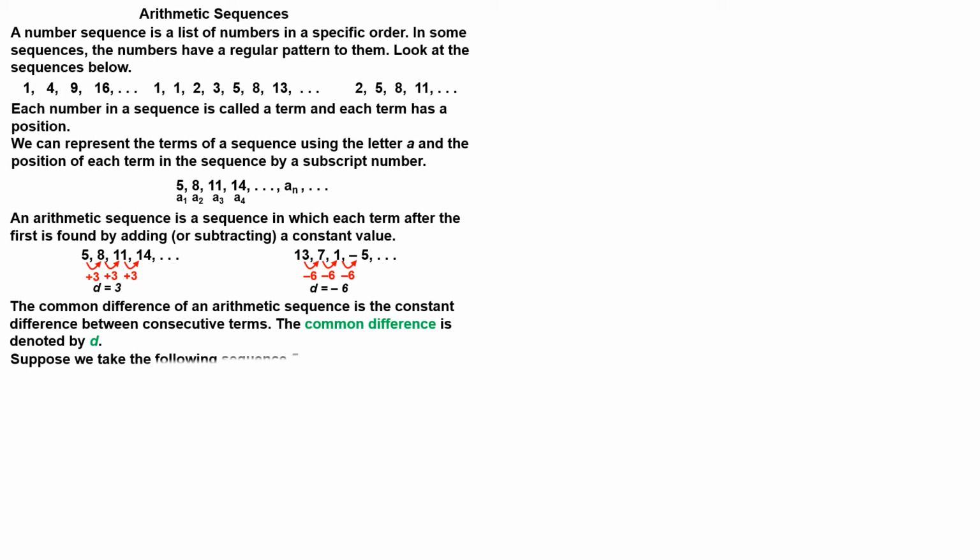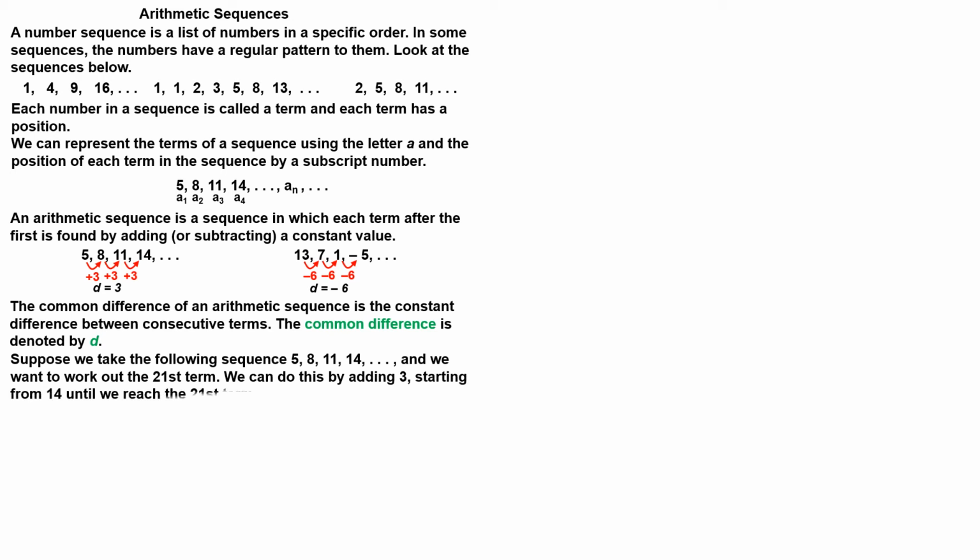Suppose we take the following sequence: 5, 8, 11, 14, and so on. And we want to work out the 21st term. We can do this by adding 3 starting from 14 until we reach the 21st term. But it takes a long time, so if we found a formula, the task would be easier. It's possible to build up a formula to find a sub n, or the nth term, for any possible n of an arithmetic sequence in terms of the first term and the common difference.